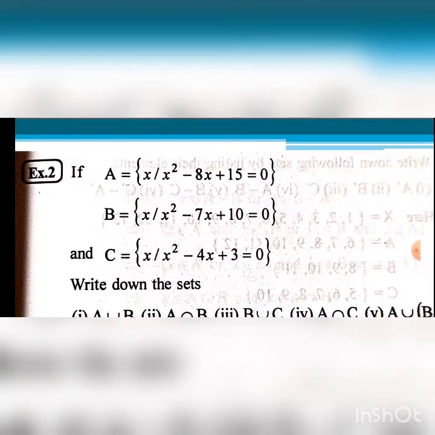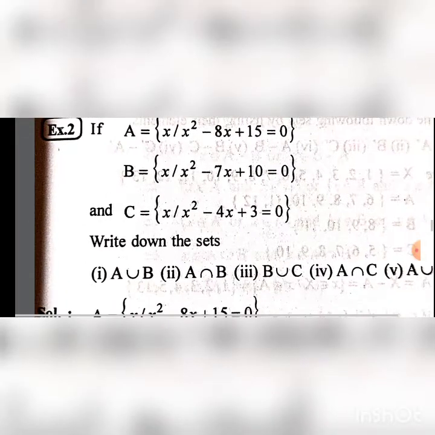Okay, so to find these 5 sets, firstly we have to find the elements in the set A, the elements in the set B and the elements in the set C. So how can we find the elements in those sets? By solving these quadratic equations.